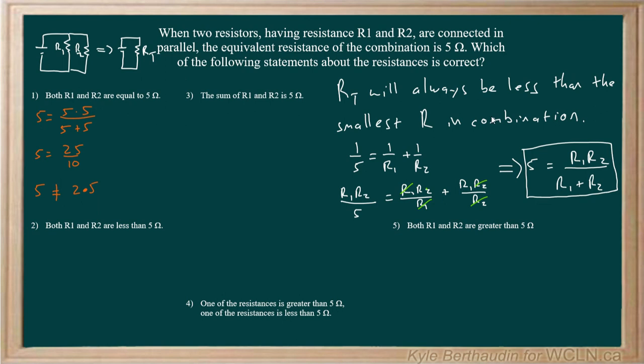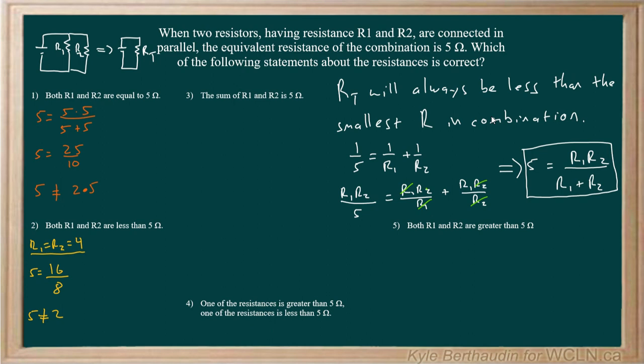Let's look at statement 2. Both R1 and R2 are less than 5. Okay, let's try, for example, setting them as the number 4. So we'll say R1 equals R2 equals 4, because that's less than 5. And then we'll test out our equation. So we're going to have 4 times 4 in the numerator, which is 16, and then 4 plus 4 in the denominator, which is 8. That gives us 5 equals 2, which is definitely not true.